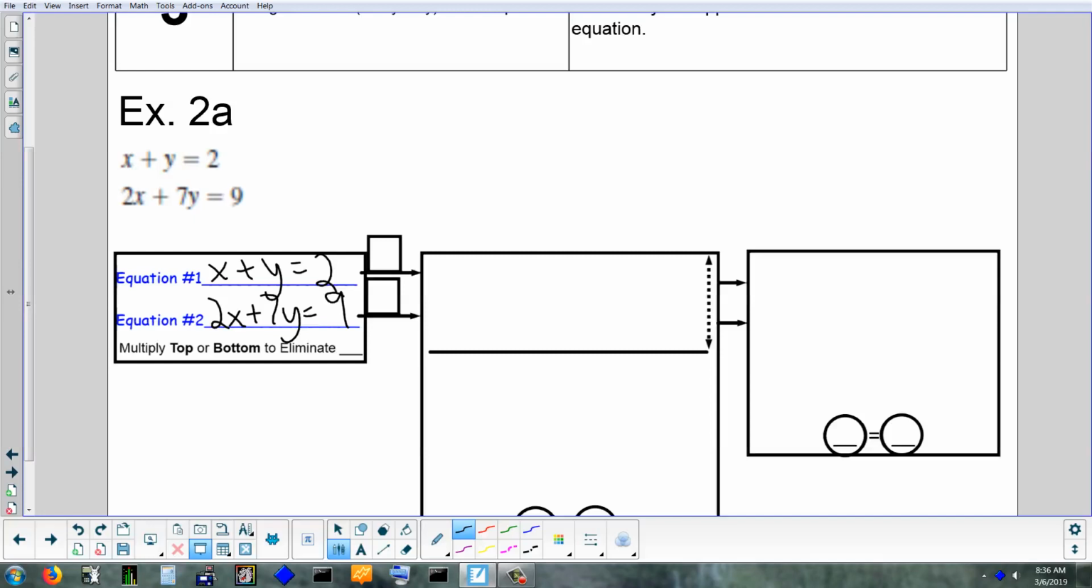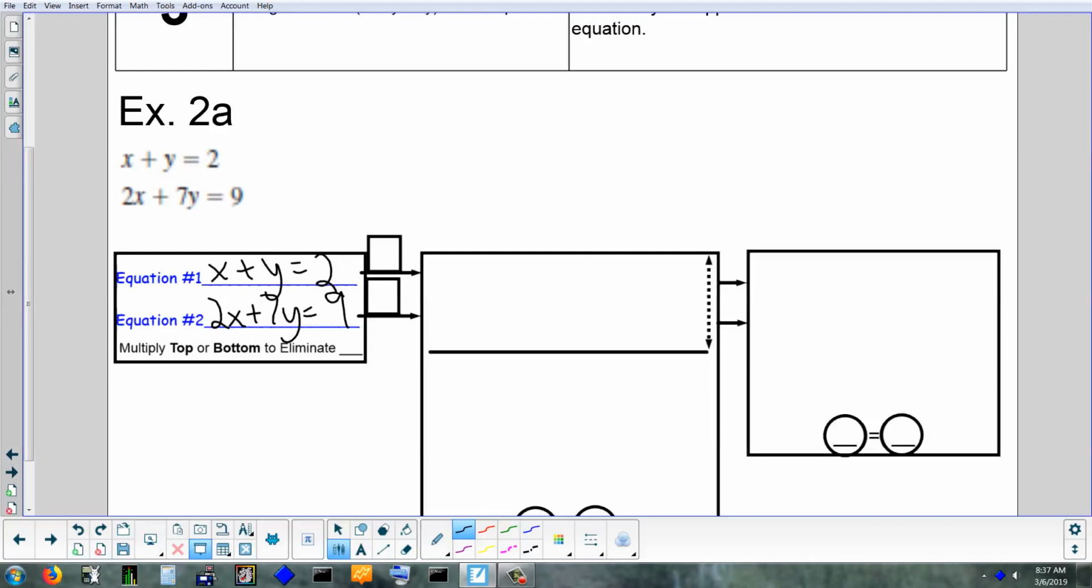Situation 1. What am I looking for in situation 1? Different variables, same number. Same. One more thing that's the same. Same letter, right? Good, Nicole. Okay, let's look, right? X. I have a 1x, I have a 2x. That's not going to work. My y's. I got a 1y, I got a positive, and I got a 7y. Not going to work. Move on.